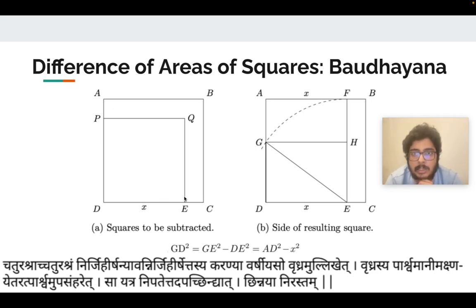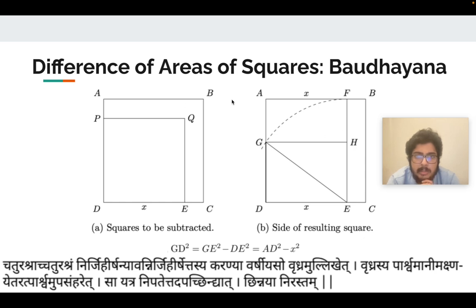So the instruction that has been given is that you have to construct a square whose area is the difference of these two, right? So what it says is that if you construct a square here on this GD, it will be the area of the difference of these two squares, right? But then what is this that we are trying to say? How do we do it? It's very simple to do.